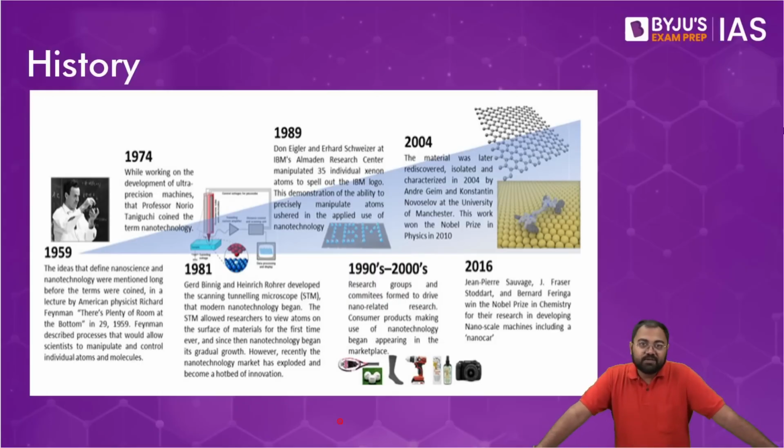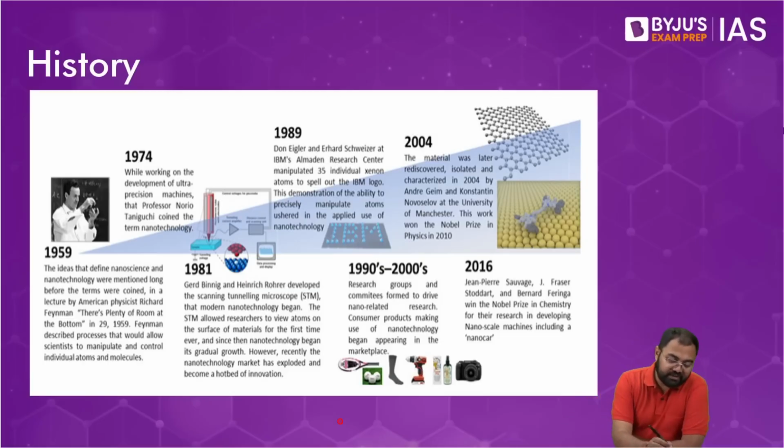The name itself, as we discussed, was coined by a Japanese scientist, Norio Taniguchi. Even this did not happen until 1974. The naming itself happened in 1974. Before that, the first mention, in a manner, of the idea of nanotechnology happened in 1959, when we had a very famous American physicist, Richard Feynman, who basically proposed the idea.